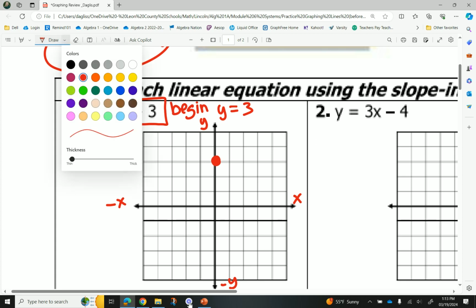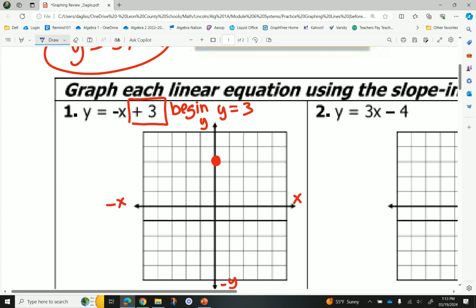And then I am going to move. That negative out front is really what number? What's invisible right there? A negative 1. So my m is negative 1. So we are going to move down 1 and to the right 1.